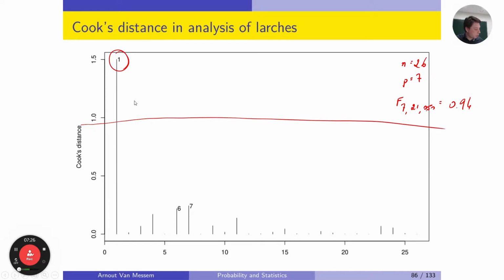Whereas the fourth observation, 1, 2, 3, 4, this one, is below the threshold, below the cutoff value for Cook's distance. So it is outlying in the values of x, but it has no big influence on our model.